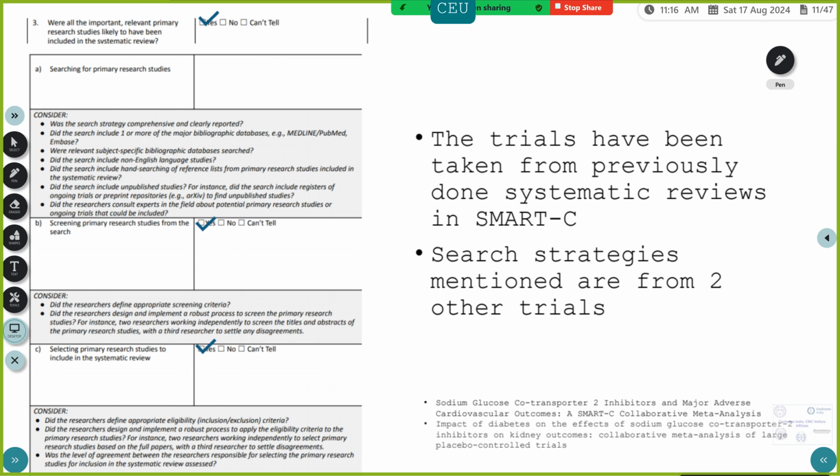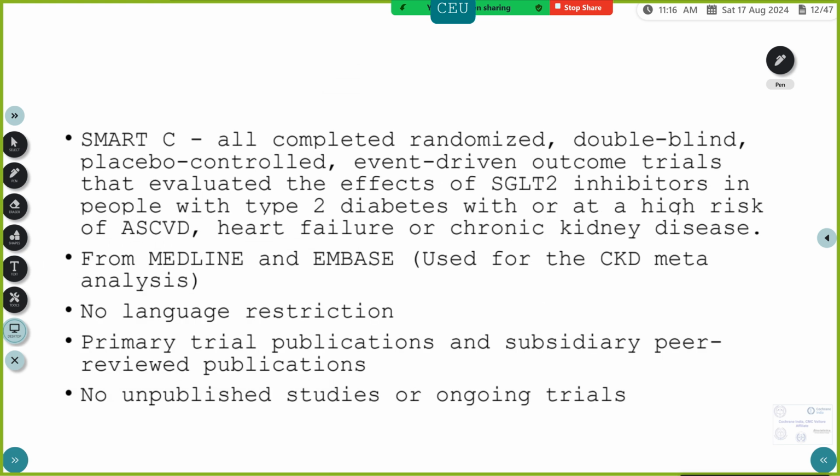The search strategies also have been as what they have mentioned for the other systematic reviews. So what is the SMART-C consortium? It comprised all randomized, double-blinded, placebo-controlled, event-driven outcome trials, which evaluated the effects of SGLT2 inhibitors on multiple outcomes.